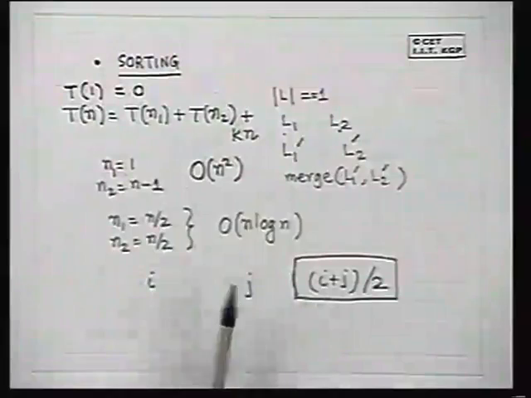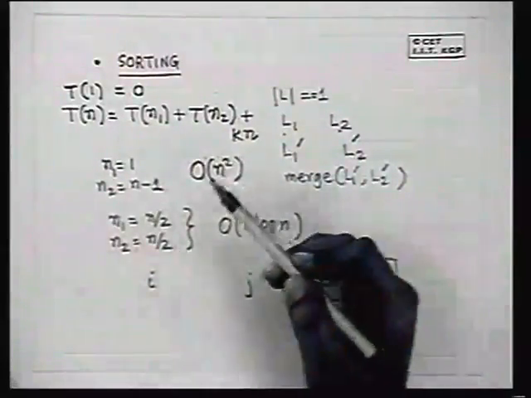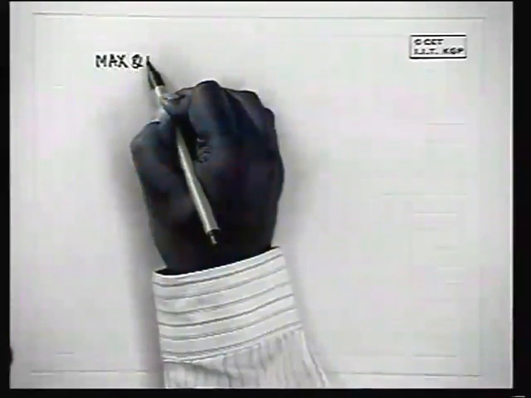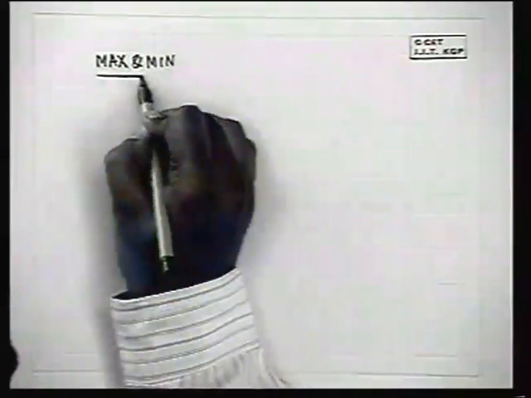Is that understood? So this is how you proceed to do a data structure design subsequent to the design of the algorithm. Now let us choose another problem which we have done in a slightly different way. Max and min, the maximum and the minimum of n numbers.